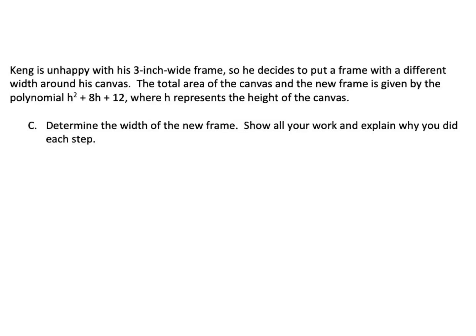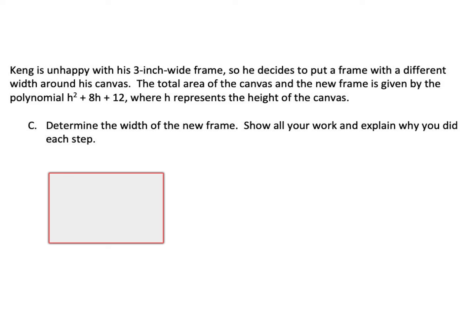Lastly, it says Kang is unhappy with his 3-inch wide frame. So he decides to put a frame with a different width around his canvas. The total area of the canvas and the new frame is given by the polynomial h squared plus 8h plus 12, where h represents the height of the canvas. Determine the new width of the frame, show all of your work, and explain why you did each step.